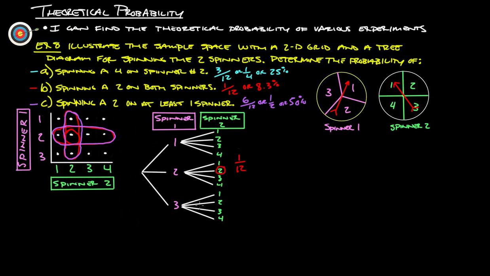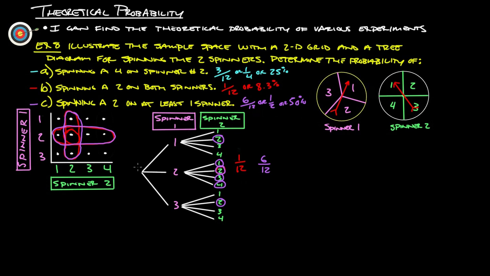Okay. The way to see if we get a 2 on at least one spinner here would be, let's see, here's at least 1, 2. All of these here got a 2 on the first one, so all of those would work. And then here's a 2 after spinning a 3 on the first one, so that is 1, 2, 3, 4, 5, 6 out of 12 as well, which is 1/2 or 50%. Okay, so that's using the grid and the tree diagram to figure out the two possibilities.